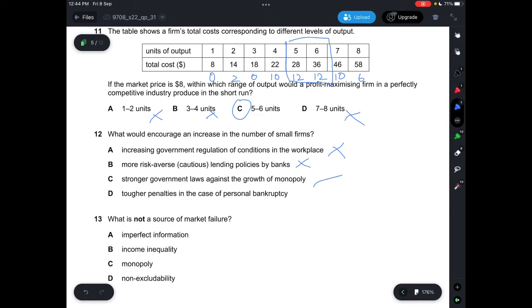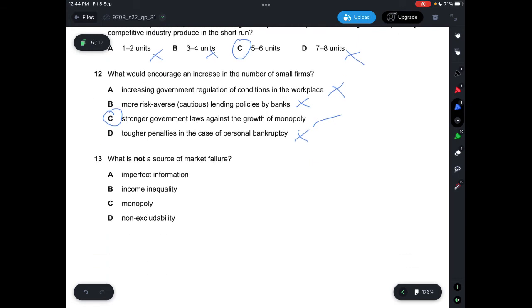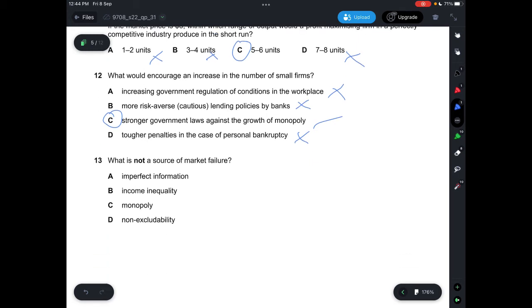And C, stronger government laws against the growth of monopoly, which is correct. Because monopoly is basically the firm that's dominating the market. And D, tougher penalties in the case of personal bankruptcy. Normally for smaller firms, they will have a high chance of getting to file for bankruptcy. So D is incorrect to encourage an increase in the number of small firms. So I'll say C.